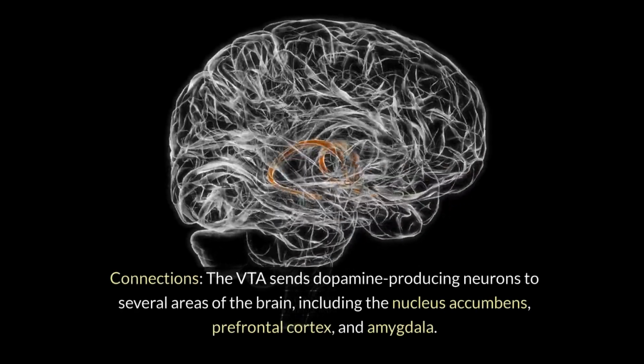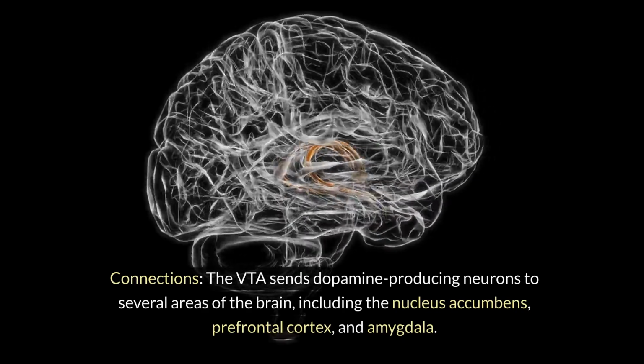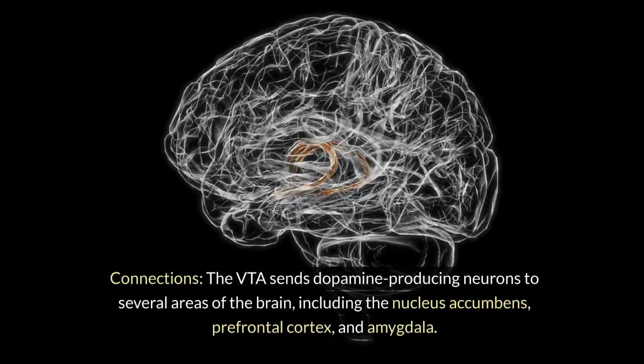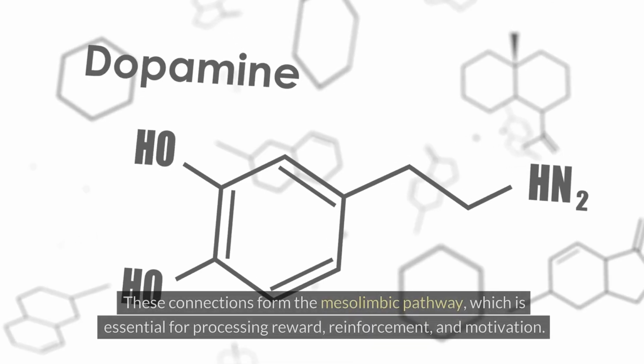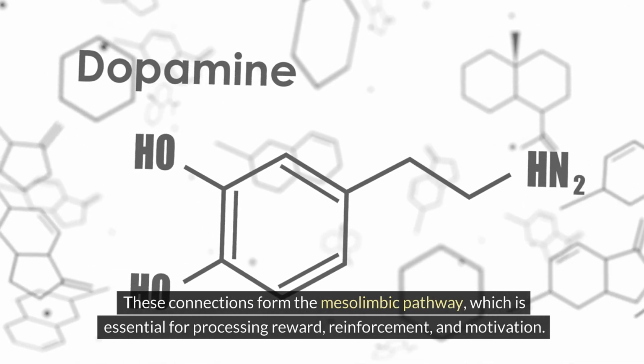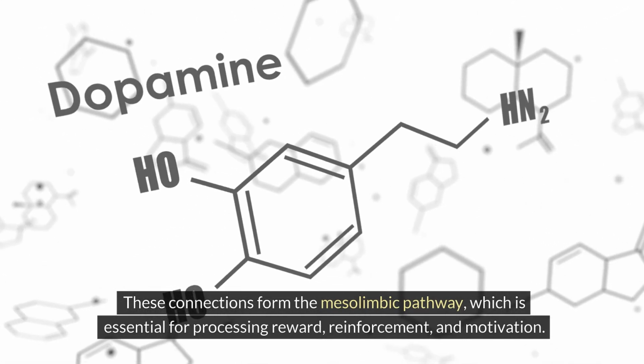Connections. The VTA sends dopamine-producing neurons to several areas of the brain, including the nucleus accumbens, prefrontal cortex, and amygdala. These connections form the mesolimbic pathway, which is essential for processing reward, reinforcement, and motivation.